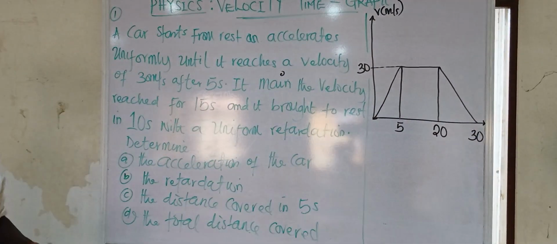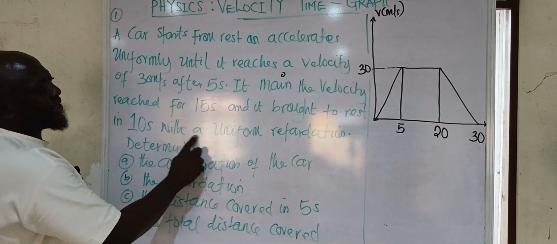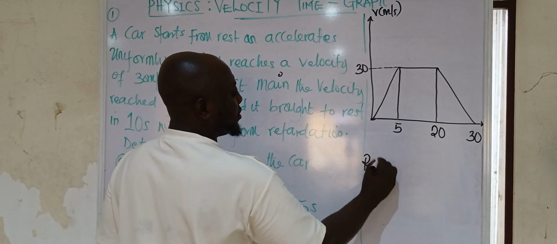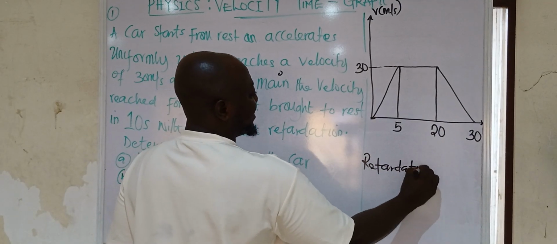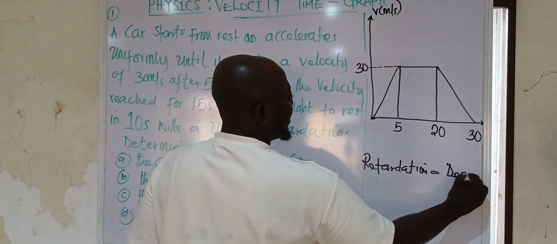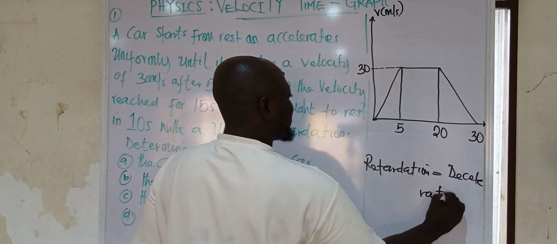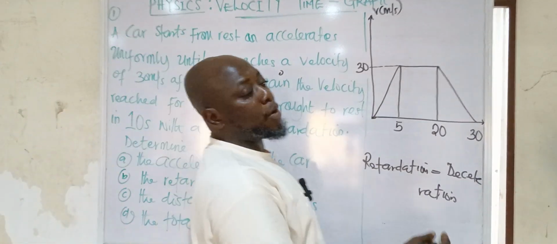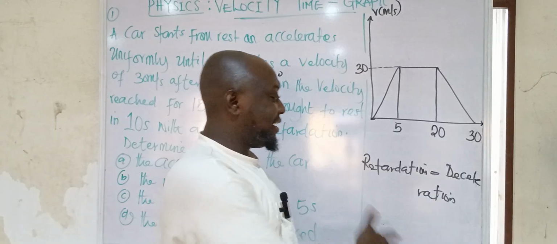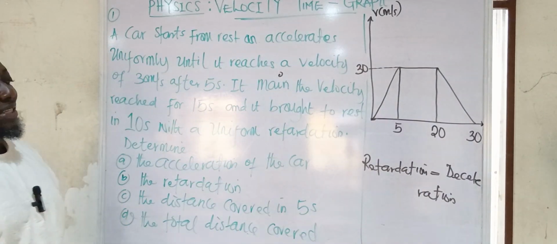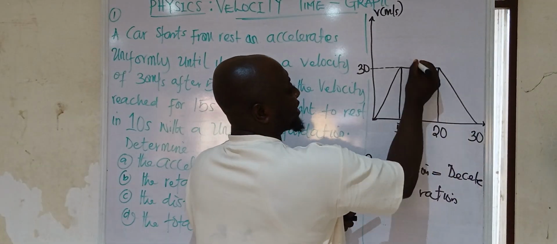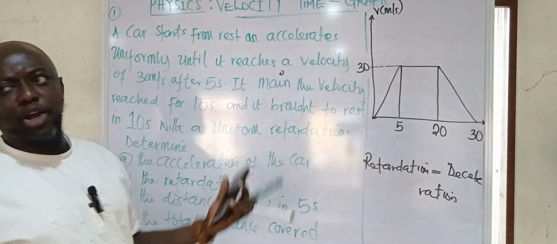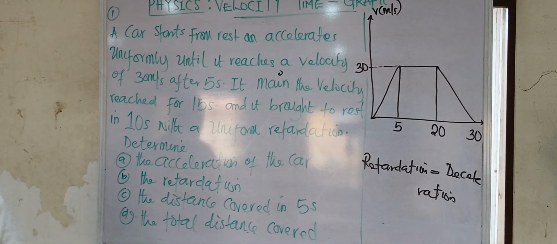Now from this point, what is the next thing we'll do? Then I'll say with a uniform retardation. Please note that the word retardation is the same thing as the word deceleration. And retardation is the opposite of acceleration. Likewise, deceleration is also the opposite of acceleration. So this is the concept. That means this part is my deceleration. This part is my constant or uniform speed. And this part is my acceleration all together. So this is the concept of how these things are done.